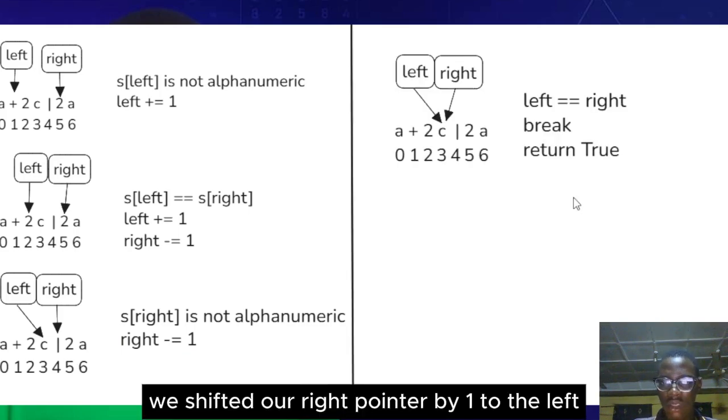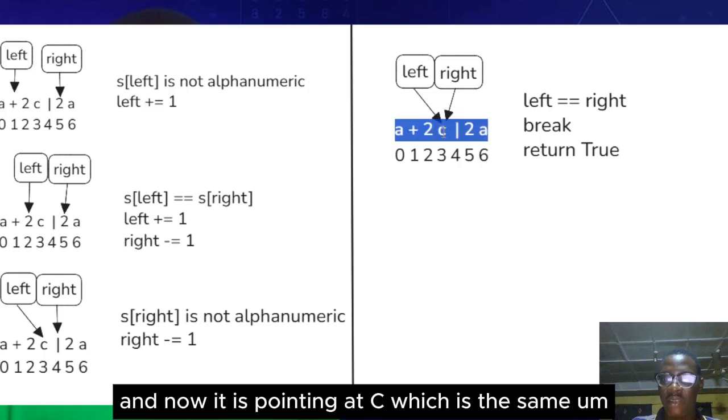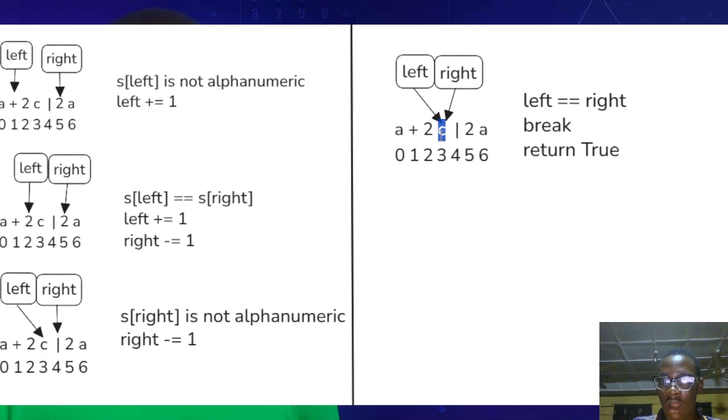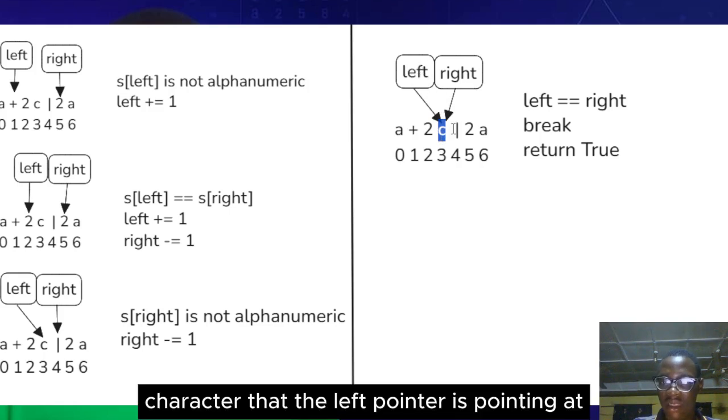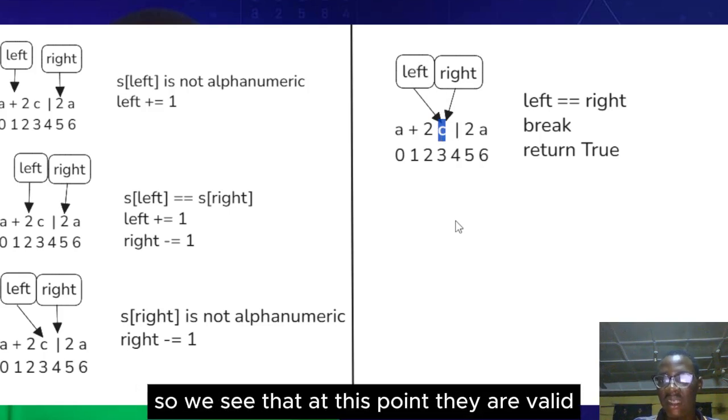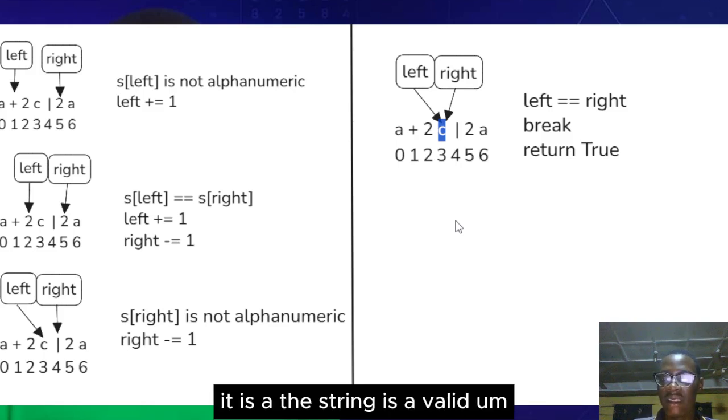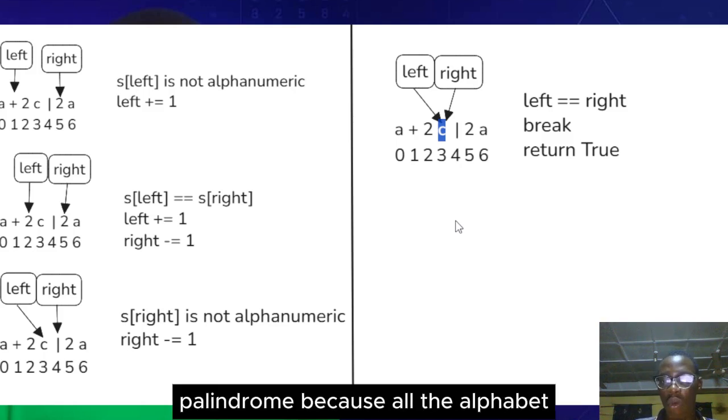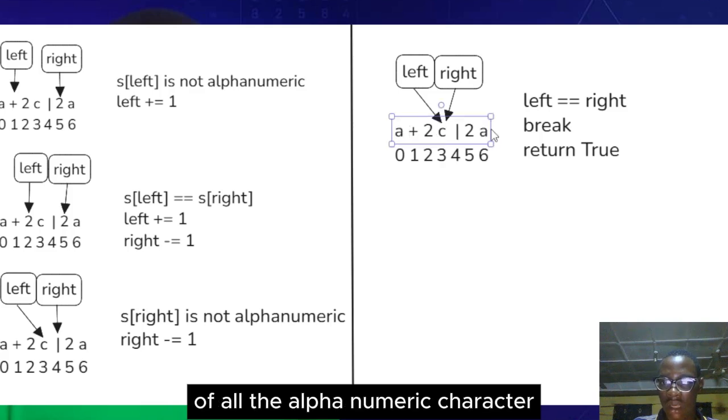At this point, we shifted our right pointer by 1 to the left, and now it is pointing at C, which is the same character that the left pointer is pointing at. So we see that at this point they are valid. The string is a valid palindrome because all the alphanumeric characters match.